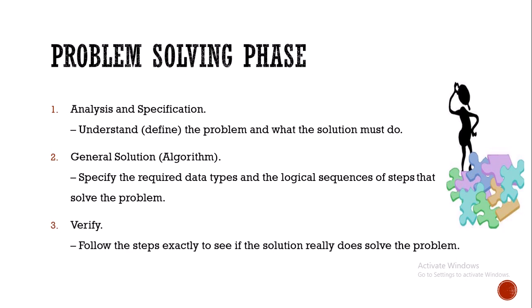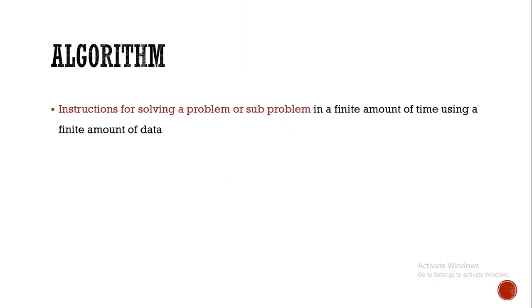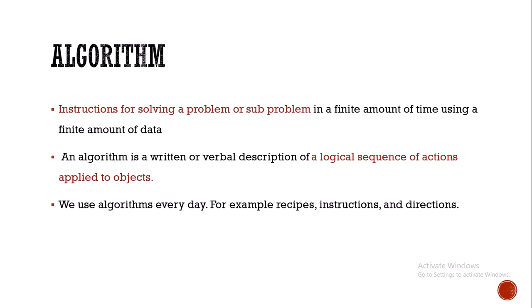Okay, now moving towards solution domain. One of the methods of writing down proposed solution is algorithm. Now you need to understand what is algorithm and how to write it. It is a set of instructions for solving a problem or sub-problem in a finite amount of time using a finite amount of data. An algorithm is a written or verbal description of a logical sequence of actions applied to objects.